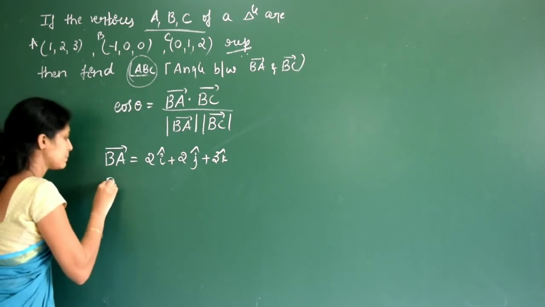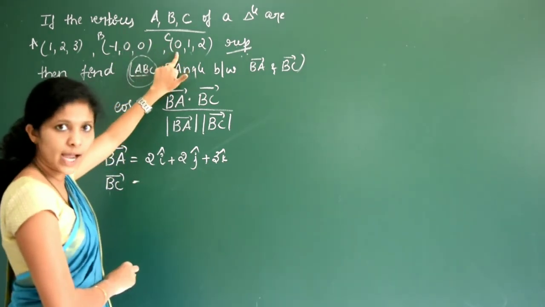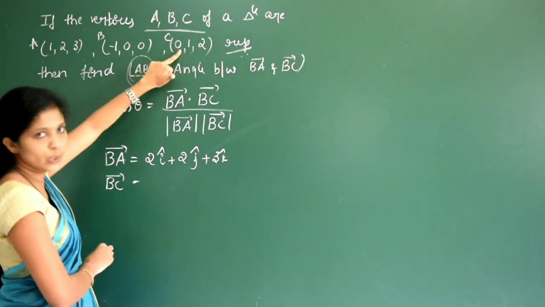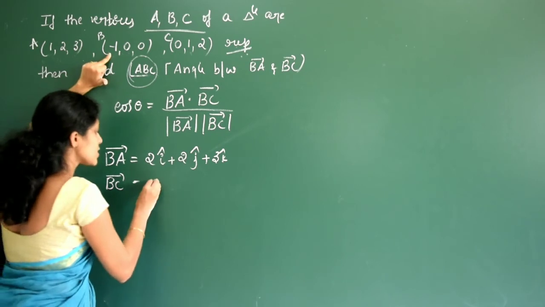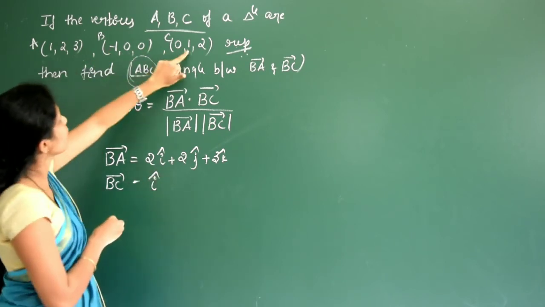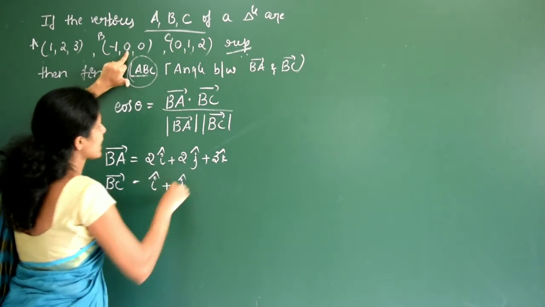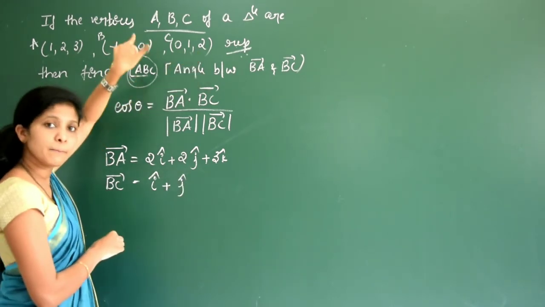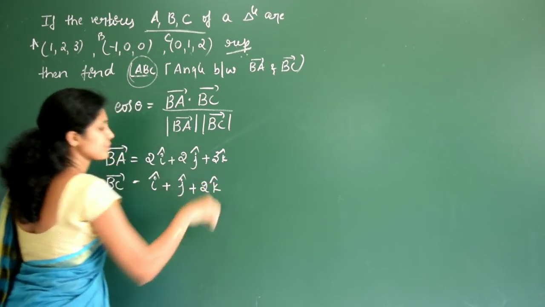Now I have to find BC vector. See this, B to C. So I have to start from here. This will be 0 minus of minus 1, which is plus 1. So this will be now i cap. 1 minus 0, so it will be plus j cap, and this is 2 minus 0, it will be plus 2k cap.